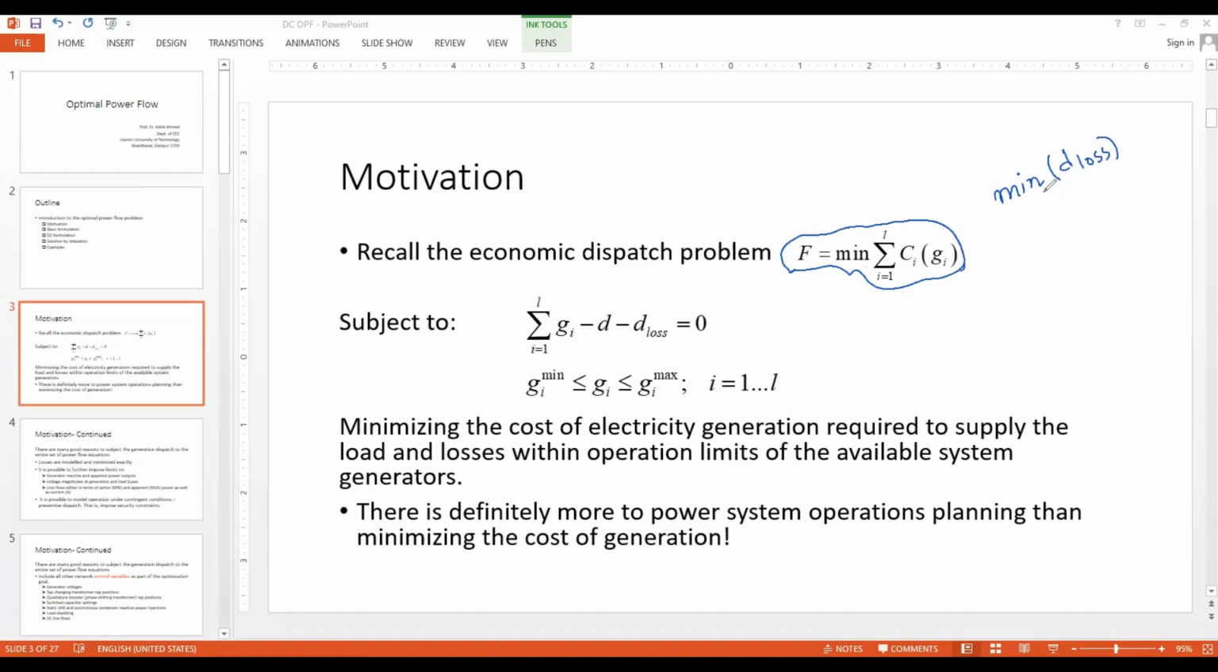Instead of that, we may also want to look at a different solution with a different target, and that is to minimize the loss, real power loss in the network. And again, we have to remember that in a real power system, conventional power system, the power that is flowing through the network is AC in nature. So in the conventional ELD, we only dealt with the real power.